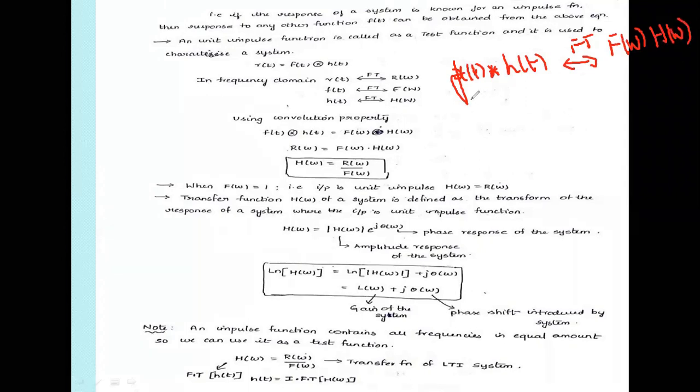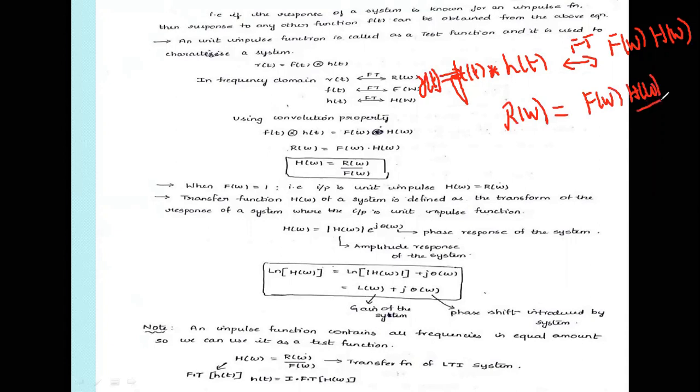Okay, my dear students, so we are always checking that x is an input function, otherwise there would be confusion with whatever we wrote here. f of t is f of omega, h of t is h of omega, and this is equal to r of t. So r of omega is equal to, in the frequency domain, f of omega into h of omega.